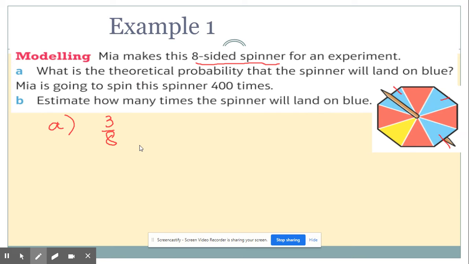Mia is going to spin this spinner 400 times. So how many times is the experiment going to happen? It is 400 times. Again, the question is saying estimate how many times the spinner will land on blue. All you have to do is just find out the experimental probability like you did before. Multiply the probability by the number of experiments. Cross cancelling, we can do that.